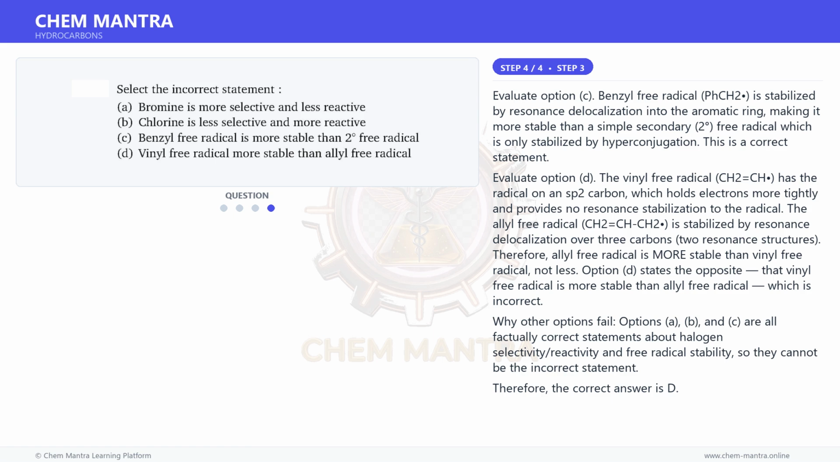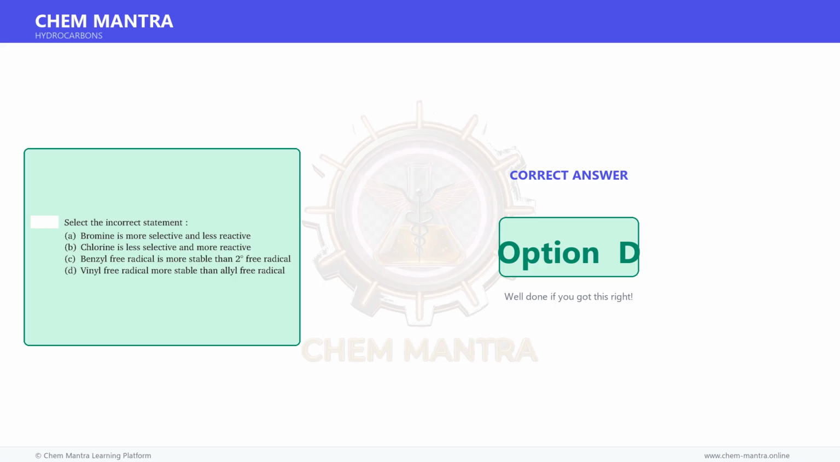Why other options fail? Options A, B, and C are all factually correct statements about halogen selectivity, reactivity, and free radical stability, so they cannot be the incorrect statement. Therefore, the correct answer is D. Therefore, the correct answer is option D.